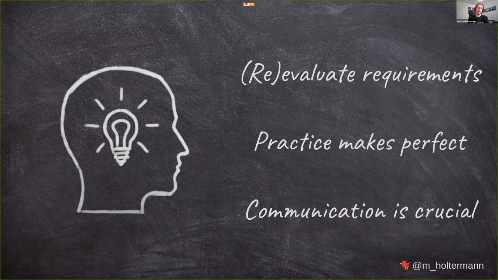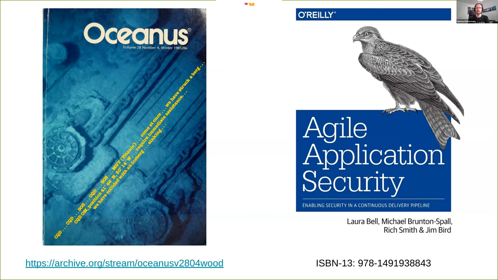And then two resources that we're going to quickly put in here. On the one hand, it's the Oceanus magazine, which goes fairly in depth into the whole analysis of the Titanic incident. And the other one is Agile Application Security, which is a book on how to implement security or security teams in an agile development environment.